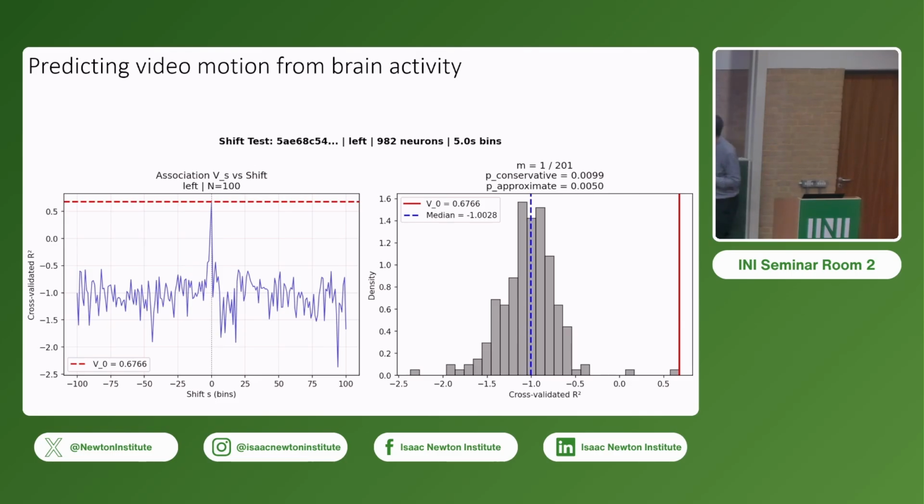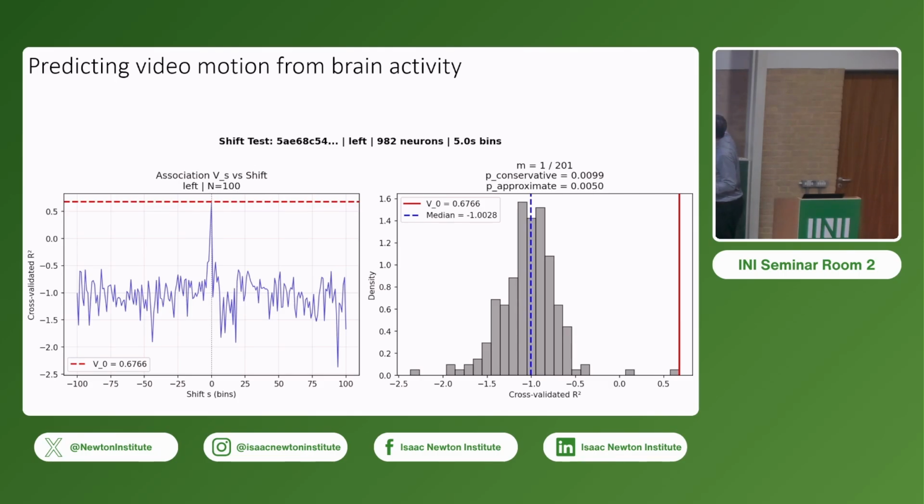Here we've got the actual prediction of video motion of the mouse from brain activity as a function of the shift. And you can see it's all around here, and then it has a big peak at 0, because predicting the actual simultaneous brain activity is much more accurate than predicting the brain activity shifted a little bit in either direction.